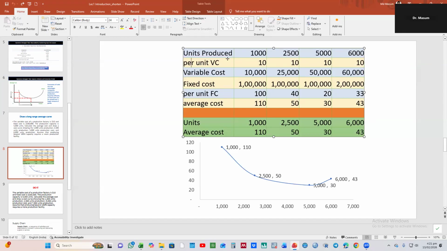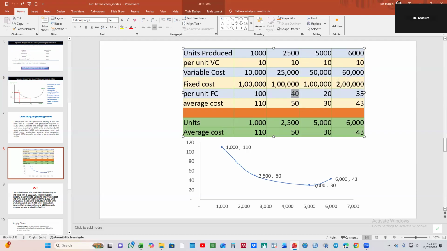So in that case, say for example, per unit variable cost, this is fabric cost. Your fabric cost is $10. And your per unit fixed cost, we are calculating average cost, variable cost plus fixed cost. So when you are producing 1,000 and your fixed cost is 100,000, 100,000 divided by 1,000 equals 100. When you are producing 2,500, your per unit fixed cost is decreasing because fixed cost is fixed. 100,000 divided by 2,500 equals 40.